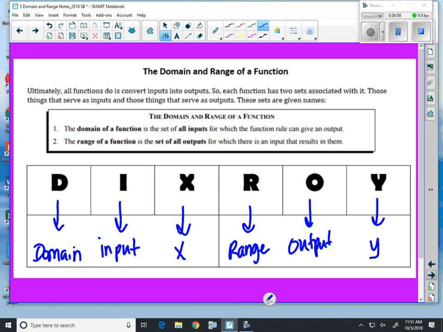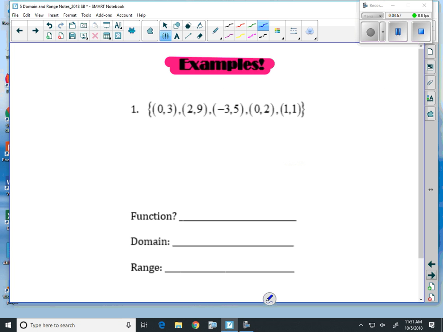We're going to go through some examples, and we're going to pick out domain and range. Domain is associated with what? X. So for domain, we want our X values. Range is Y. Now, is this a function? No, it's not. There's a repeat in the X values, 0. So no, it is not a function.